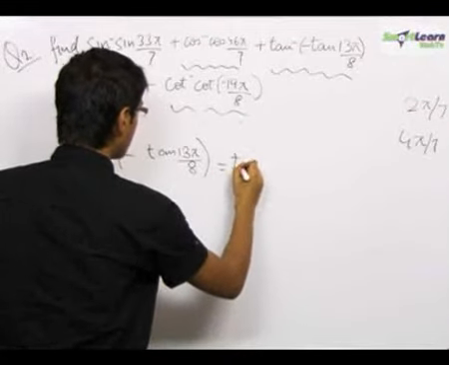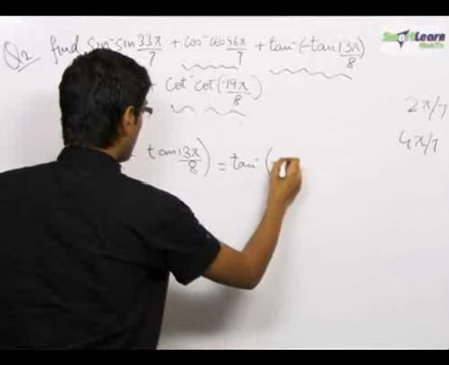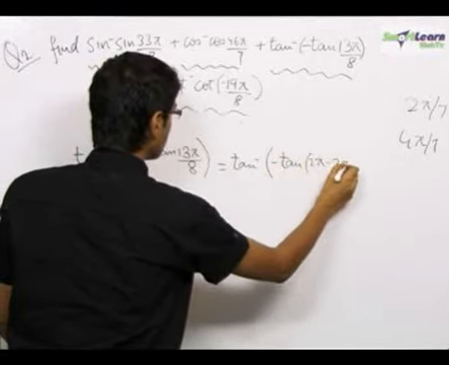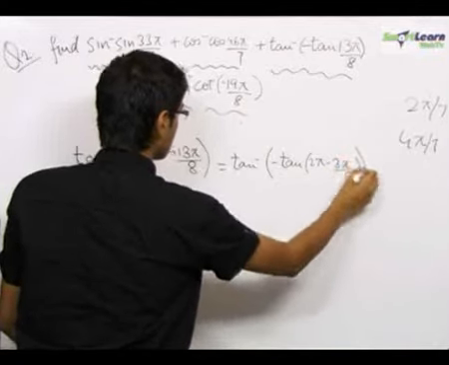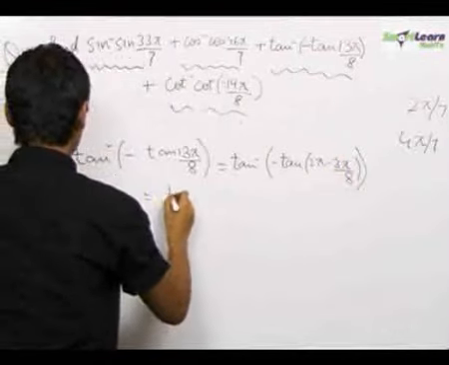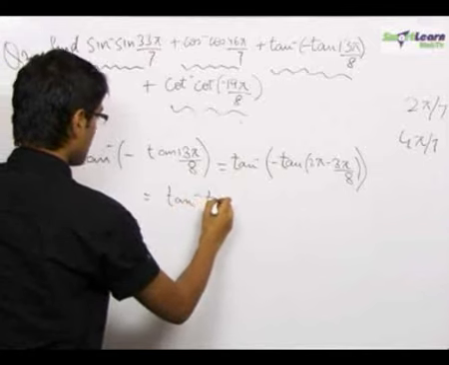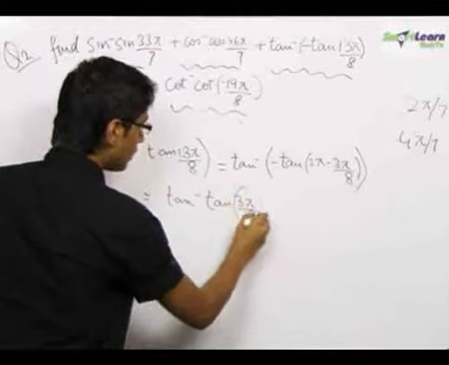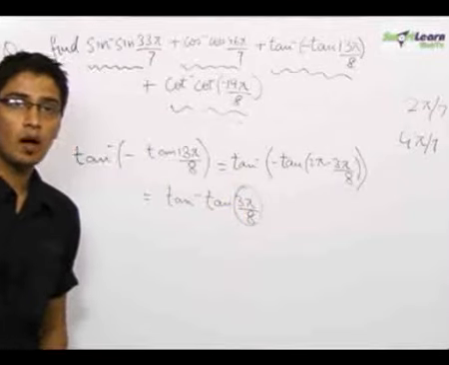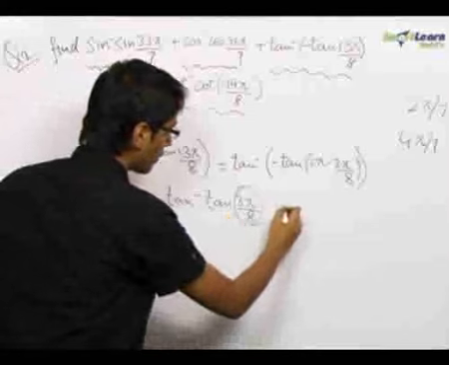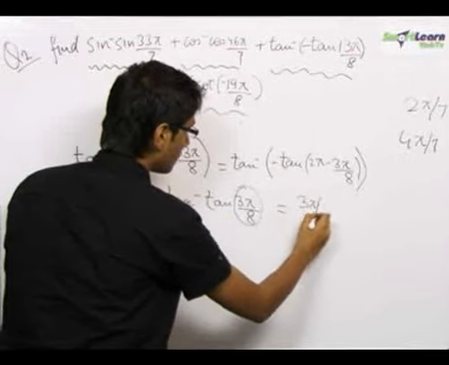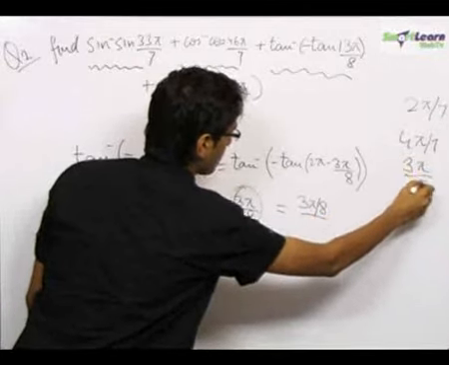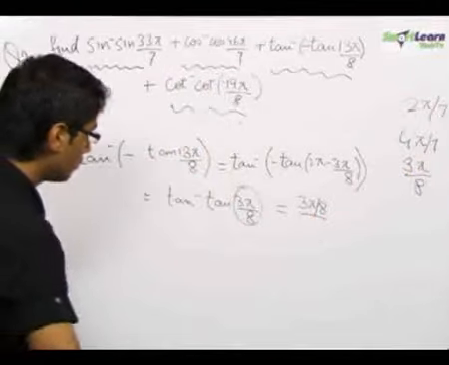This can be written as tan inverse of minus of tan 2 pi minus 3 pi by 8. This in turn is equal to tan inverse of tan 3 pi by 8. Now this value has come in the range of minus pi by 2 to pi by 2. So this can again come out of the tan function and become 3 pi by 8. So we have got the third value as well. Now we just need to find out the fourth value.